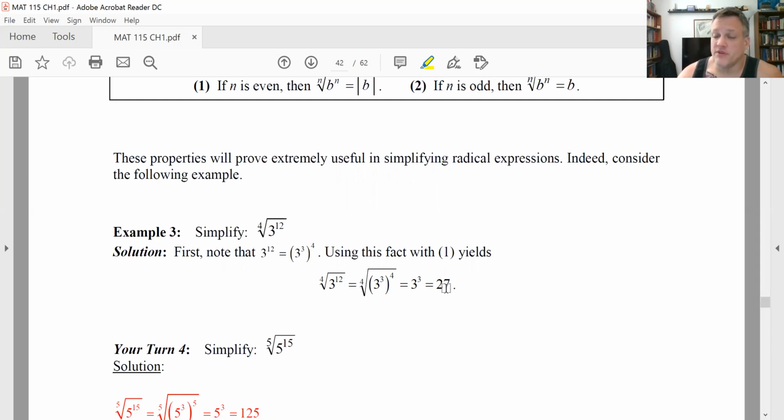3 cubed, remember, is 3 times 3 times 3. Don't multiply the base and the exponent, right? And you get 27 back.